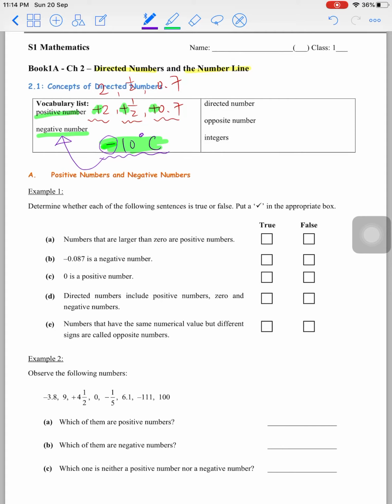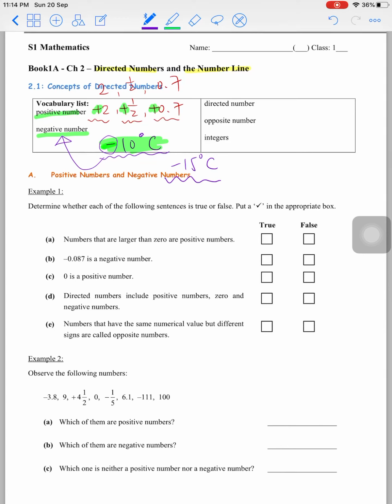For example, maybe the temperature in Russia in winter is colder than in Beijing. Maybe in Russia in winter the temperature is negative 15 degrees Celsius. So this is called a negative number.